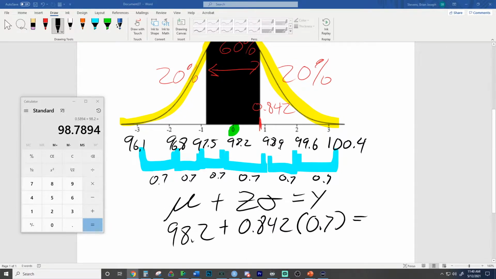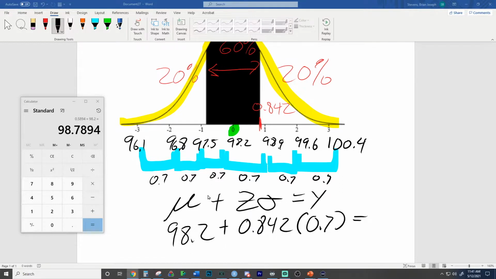Does that make sense, how I'm using this formula to say the z-score tells us how many standard deviations an observation is above or below the mean? I'm just timesing it by the standard deviation to find out, well, I have to go this many, because one standard deviation would be 98.9. Two standard deviations would be 99.6.